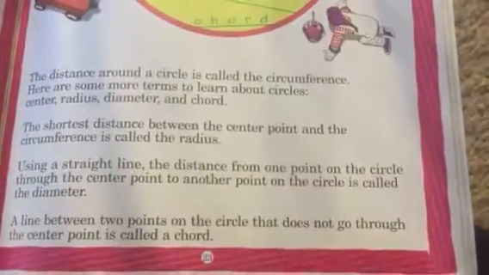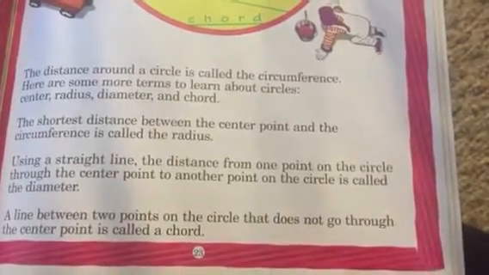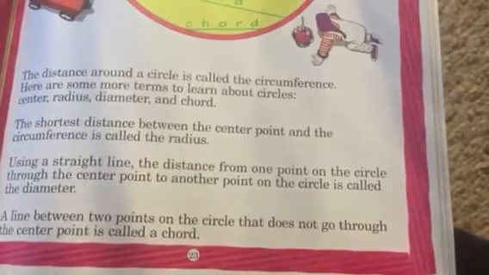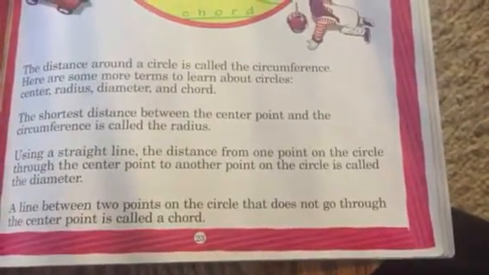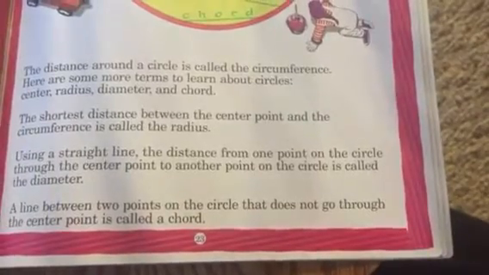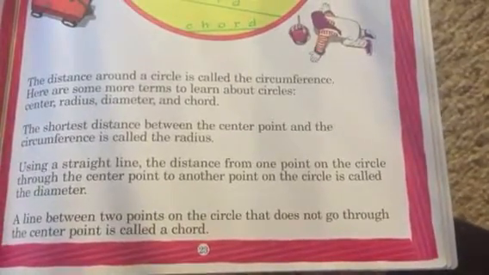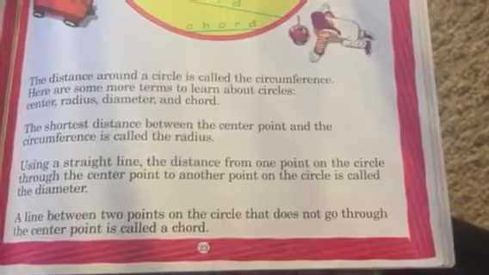Circumference. The distance around a circle is called a circumference. Here are some more terms to learn about circles: center, radius, diameter, and chord. The shortest distance between the center point and the circumference is called the radius.